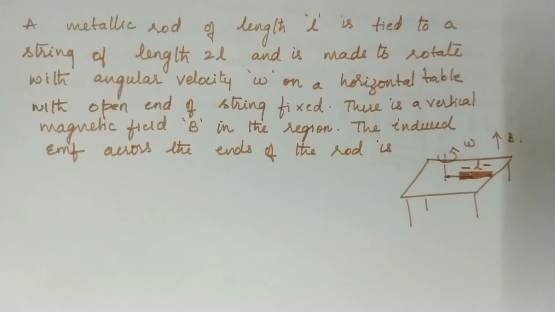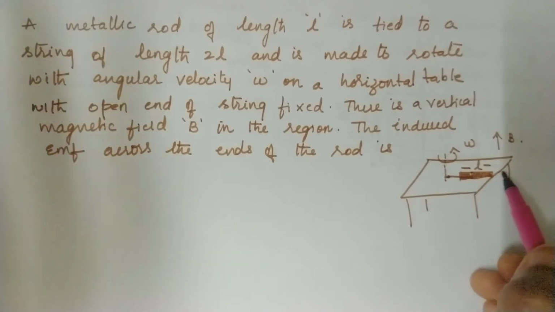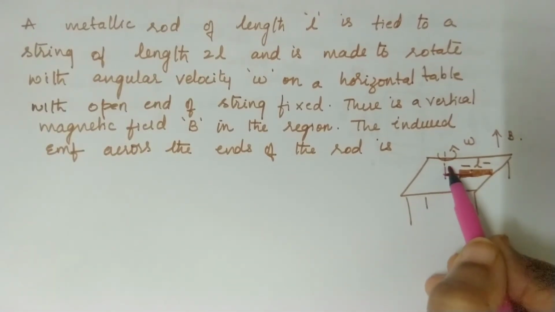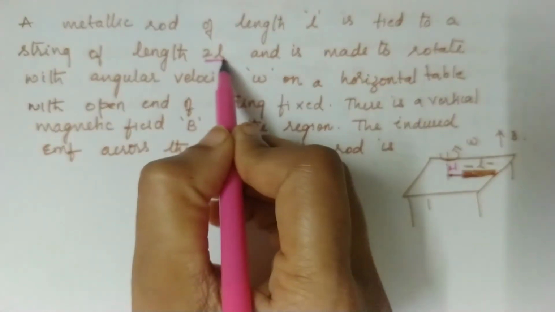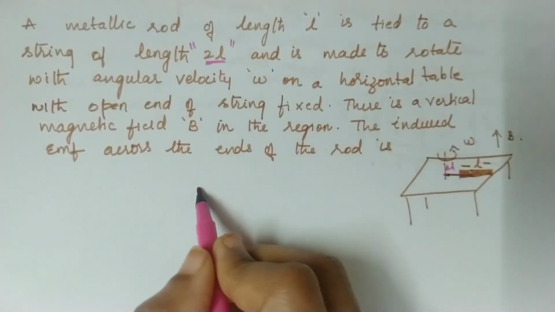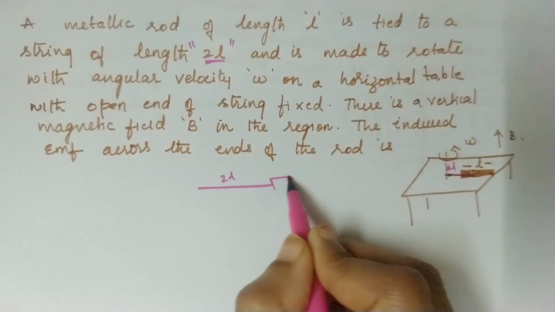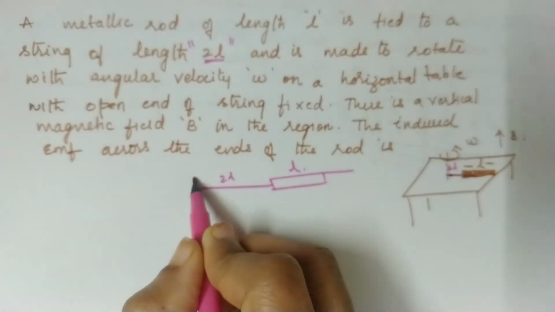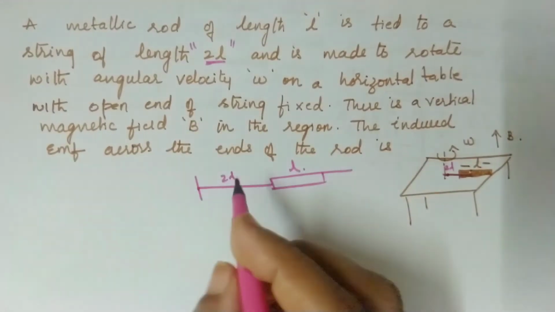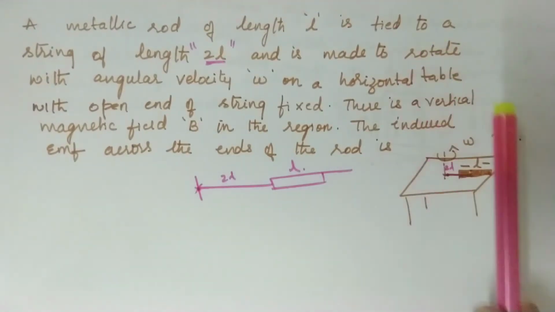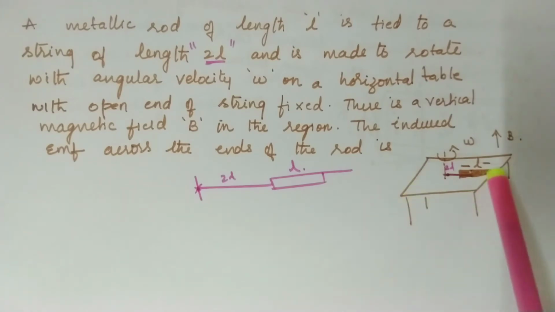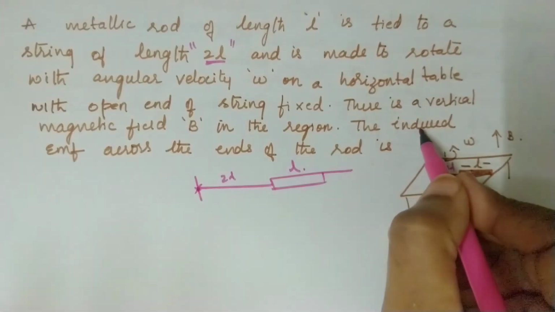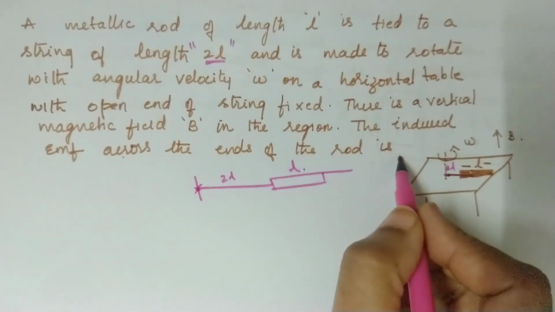Okay, here it is given that there is a metal rod of length L, but it is tied to a string whose length is 2L. As per the question, string length is 2L, rod's length is L. This end is fixed on the table and you are rotating it about this vertical axis. That means the rod is going to rotate circularly on the table. In such a case, what is the induced EMF across the ends of the rod?